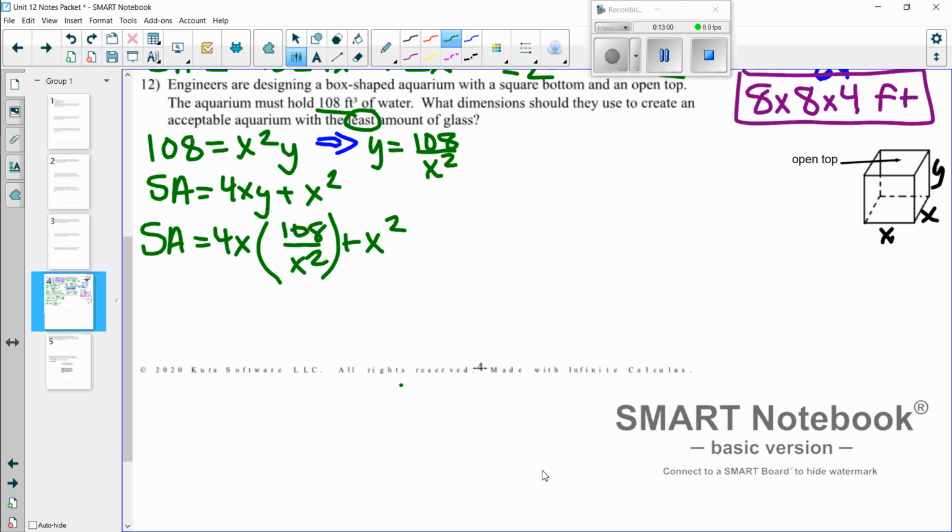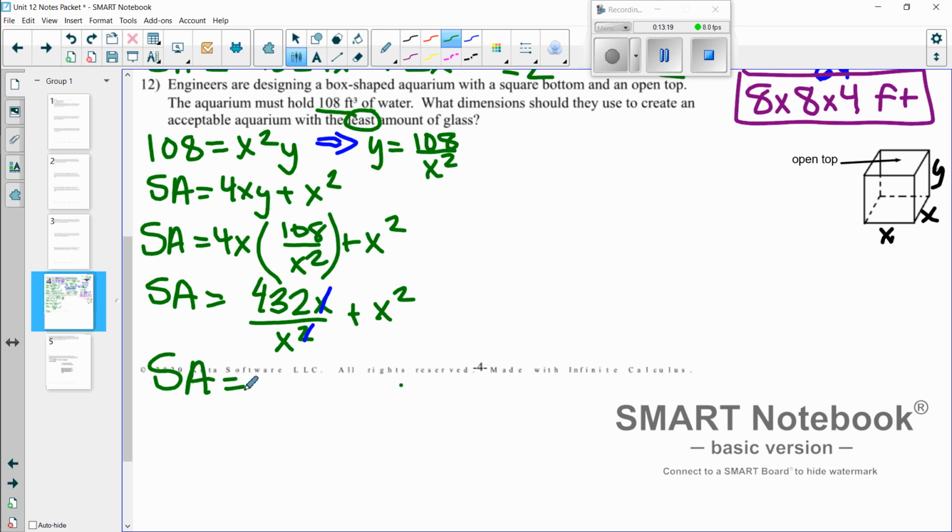Let's distribute the 4x in. Okay, so surface area is going to equal 432x over x squared plus x squared. It looks like we can cancel some x's here. Let's do that. Cancel those. Let's also move that x in the denominator up to the top. Okay, so 432 x to the negative first plus x squared. Okay, that's in a form we can take the derivative a little bit nicer.